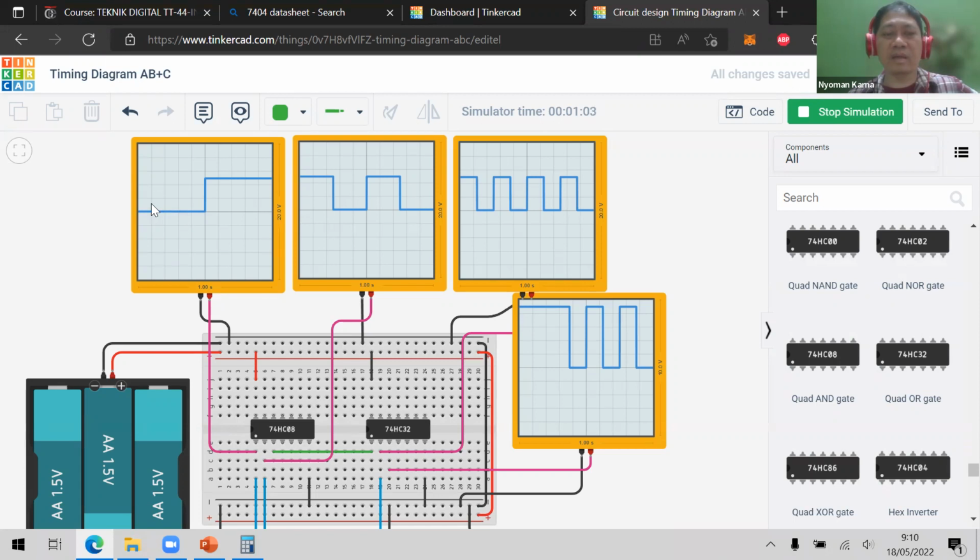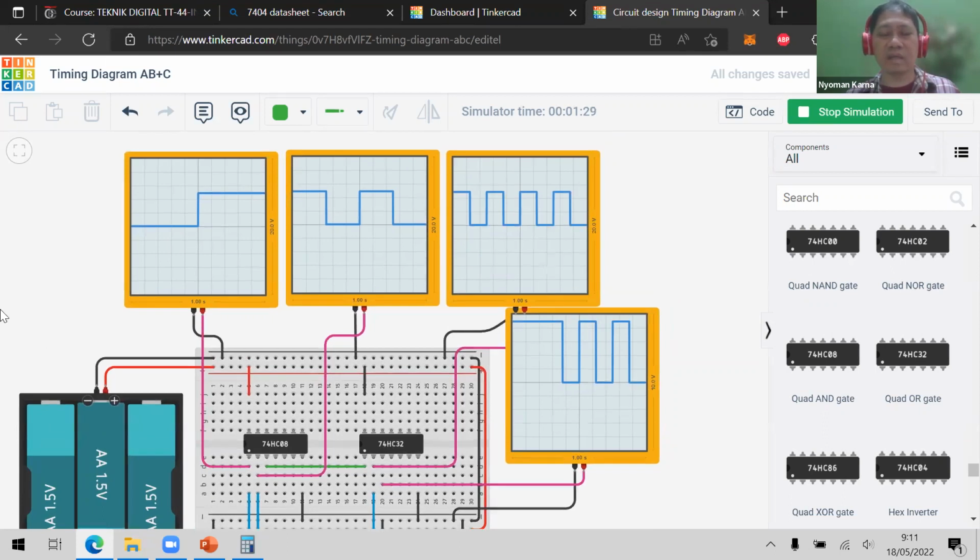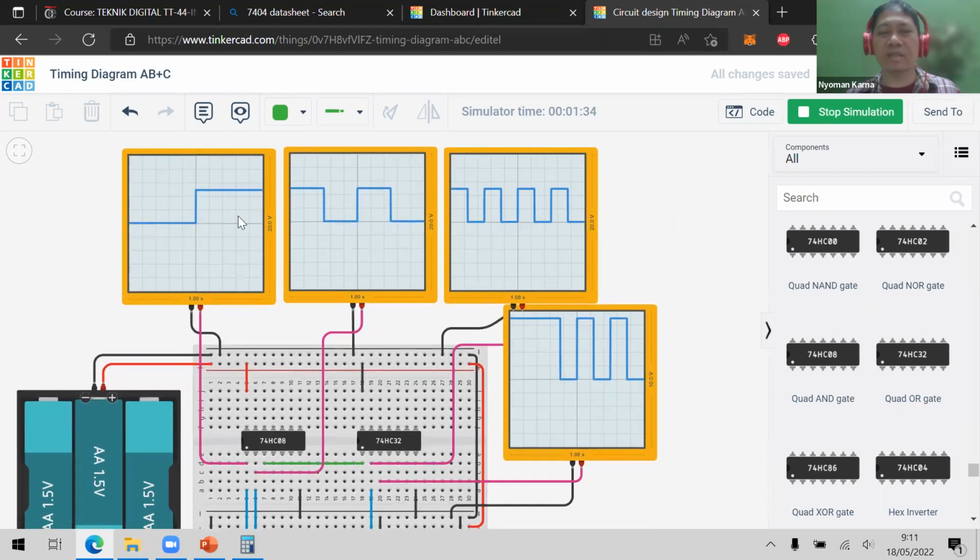Now, 0 times 1 plus 0. The output is supposed to be 0, but in this case, the output is 1 using the oscilloscope. So this is not the actual theory that we're going to discuss. So you can just try this circuit by yourself. Okay, this explains the timing diagram.